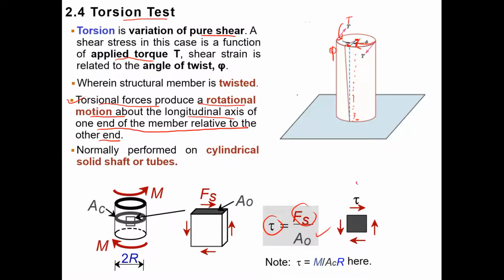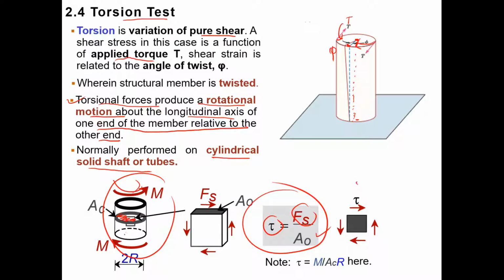Alright, normally this torsion test is performed on a cylindrical solid shaft or tube. So these are the formulas. We use the shear stress formula because it's one of the variations of pure shear. And if you look here, basically what happened, we apply some moment here, and we have a new area which is the AC, and we also measure the 2R value, which is the radius here. So note that tau is equal to M over ACR here.